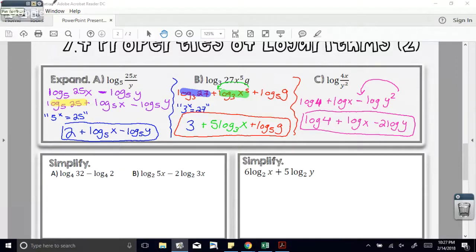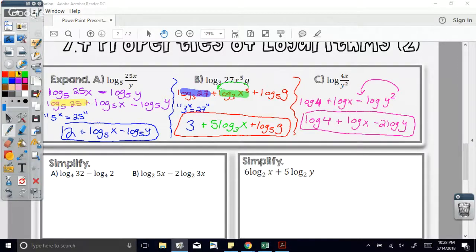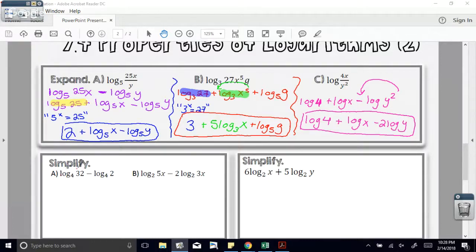So the next couple are going to ask you to simplify or possibly combine. So it's the same idea, but we're now going the other direction. So okay, simplify. We've got log base 4 of 32 minus log base 4 of 2. This time we are splitting with subtraction, which means to bring these together, we are going to divide. So this becomes the log base 4 of 32 divided by 2, which is the log base 4 of 16.